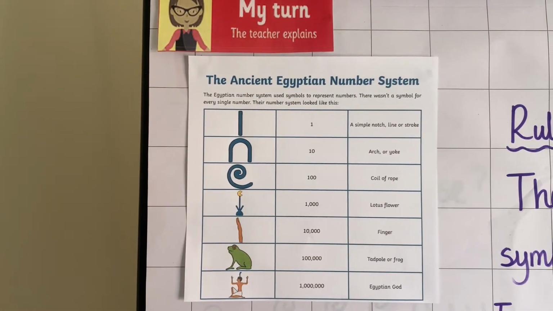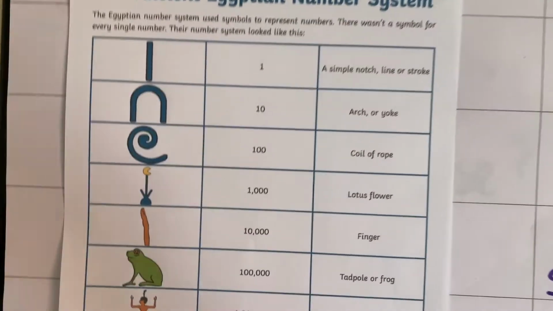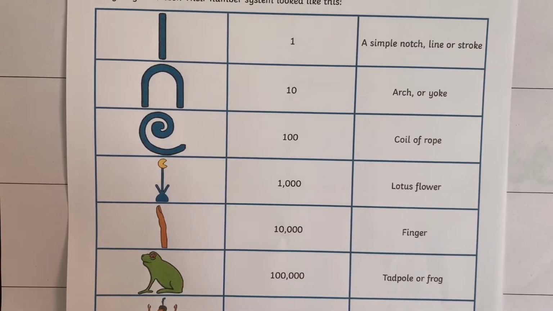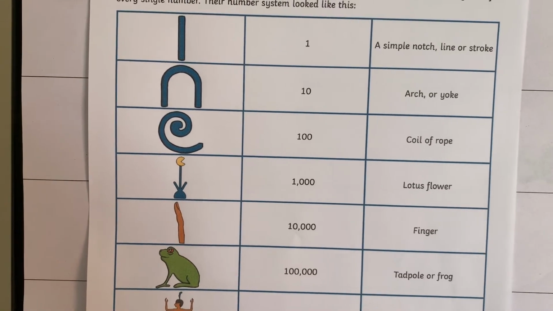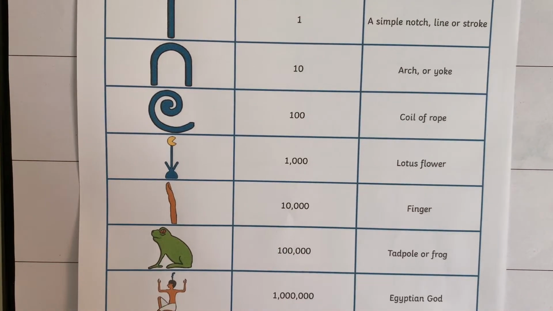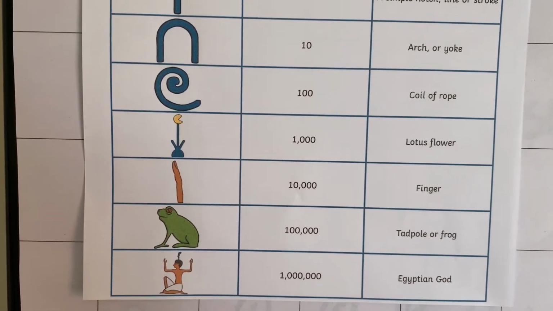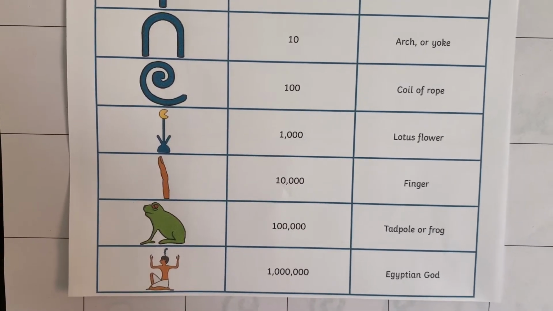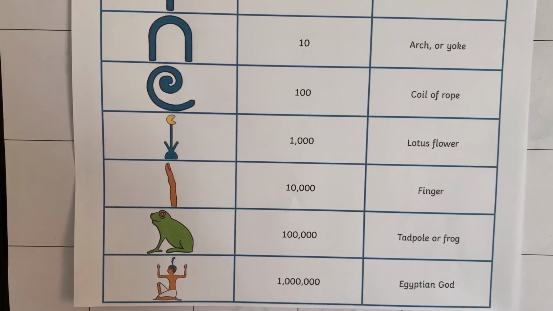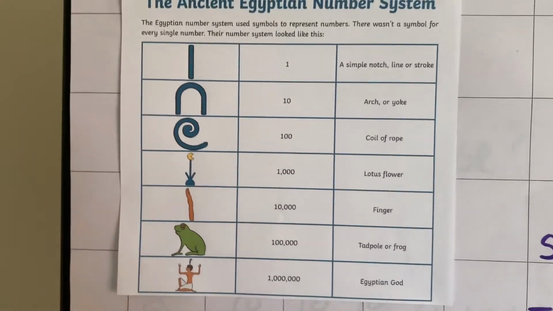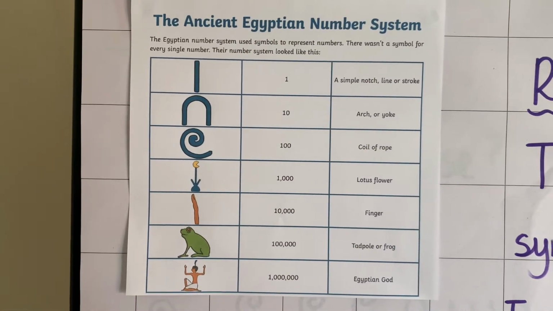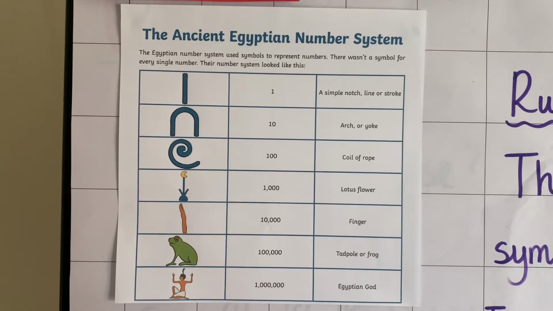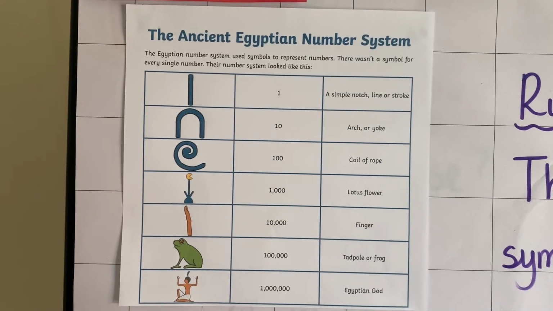This is the ancient Egyptian number system. You can see that number 1 is just a line, 10 is an arch, and 100 is a coil of rope, 1,000 is a lotus flower, 10,000 is a finger, 100,000 is a tadpole or a frog, and 1,000,000 is an Egyptian god. Now you're going to need this throughout the session today, so you might need to come back to that. I will email it to you so you've got it if you wish to print it out rather than pausing the video and going back.